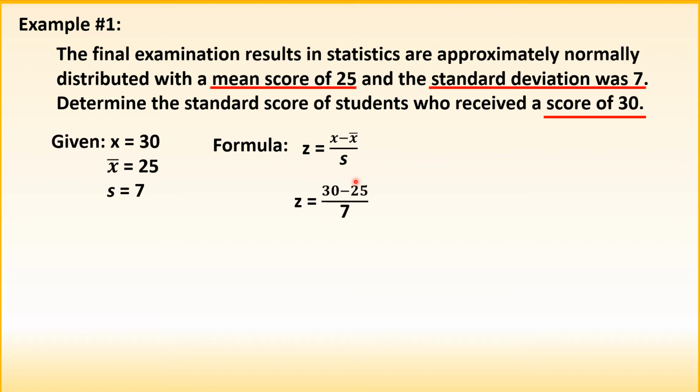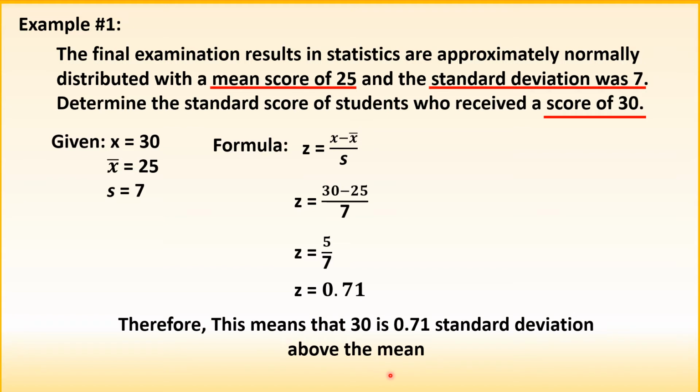Then substitution lang tayo. Z is equal to 30 for X minus 25 for our sample mean all over 7 for our sample standard deviation. And then subtract natin yung numerator. 30 minus 25, that is equal to 5 divided by 7. Therefore, ang Z natin ay 0.71. So, it means that 30 is 0.71 standard deviation. Therefore, ito ay above the mean.